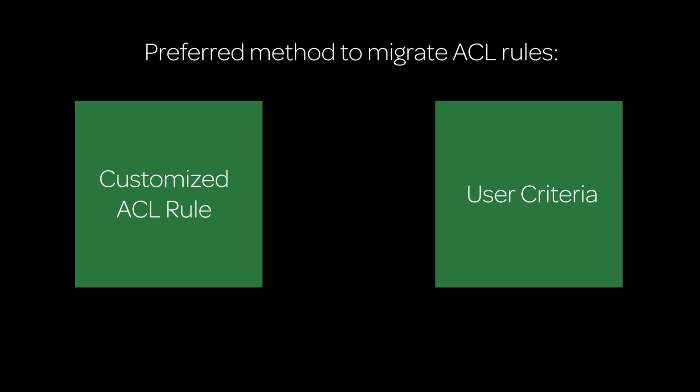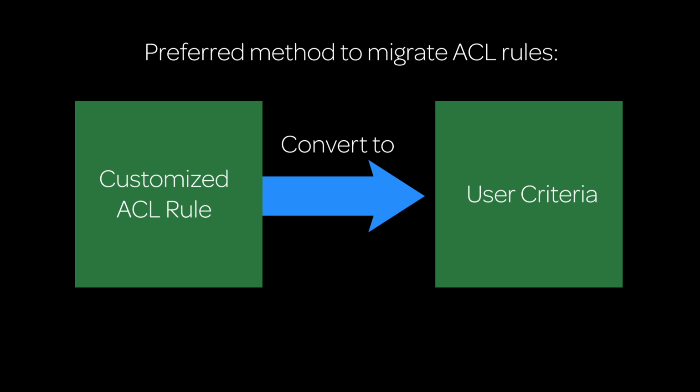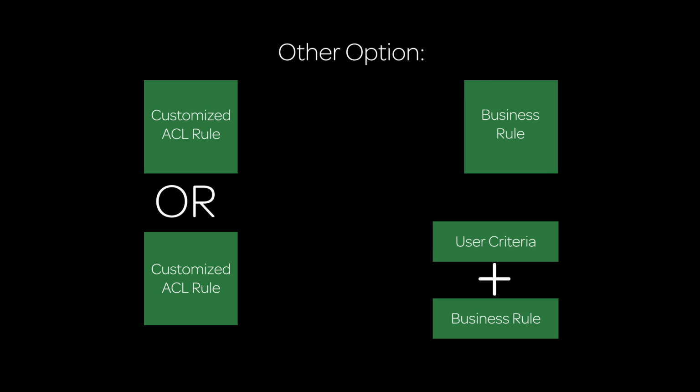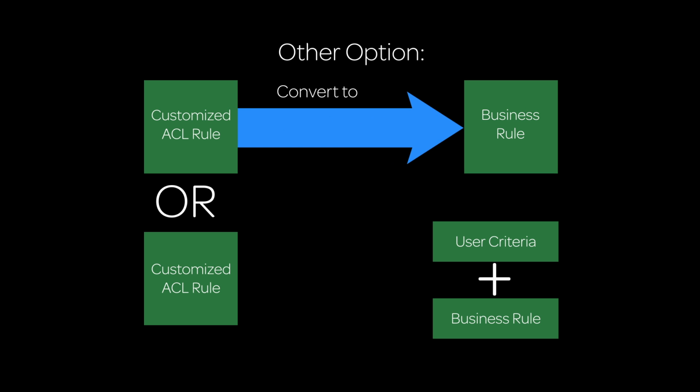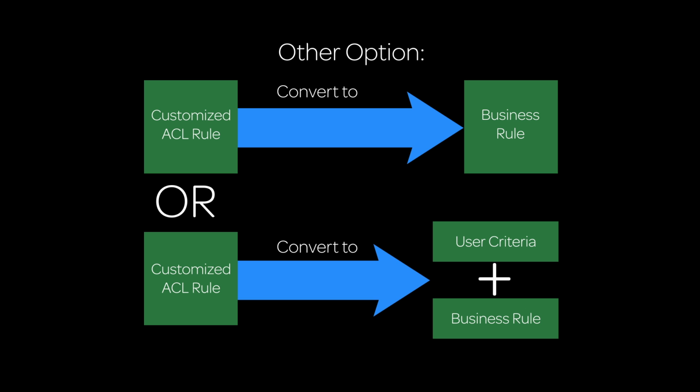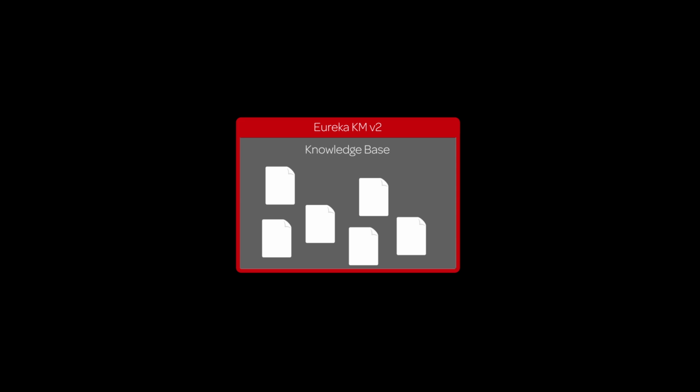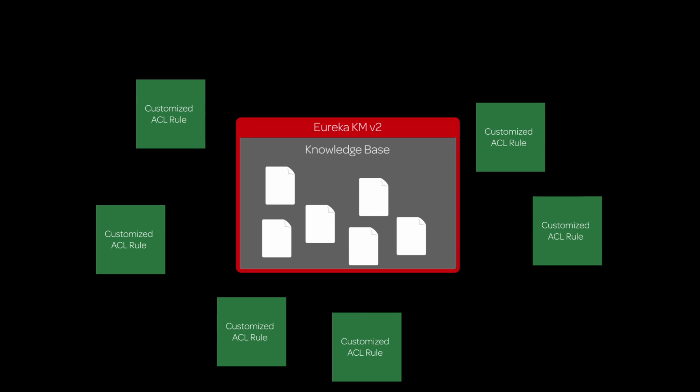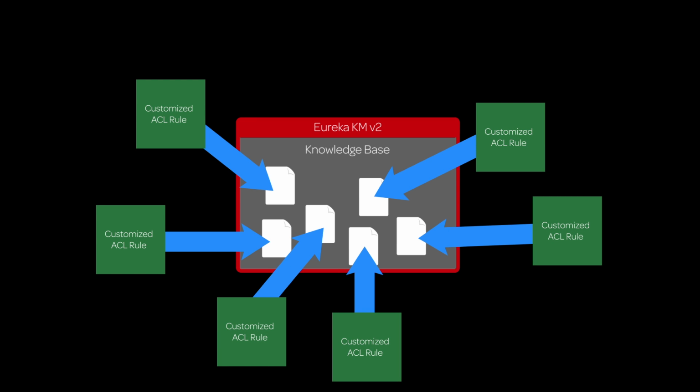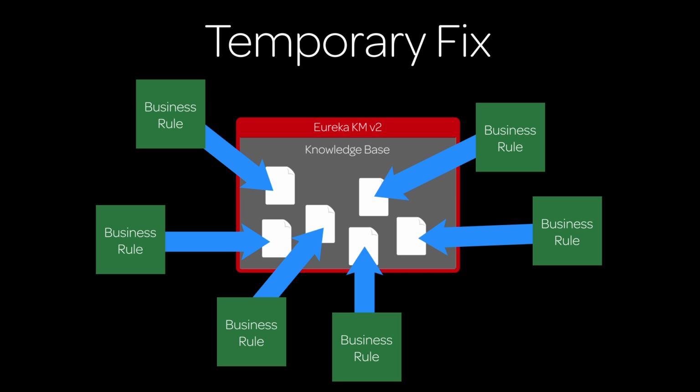The preferred way to migrate ACL rules is through user criteria, which we just demonstrated. But there are some situations where you might need to convert ACL rules to business rules instead of, or in addition to, user criteria. One is where you have a lot of content restricted by ACL rules, and you can't migrate to user criteria immediately after upgrading. In this case, you can convert customized ACL rules to business rules as a temporary fix to properly restrict search results in the version 2 Knowledge KB until you're ready to convert your ACLs to user criteria.